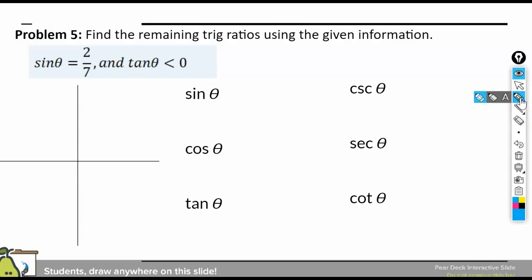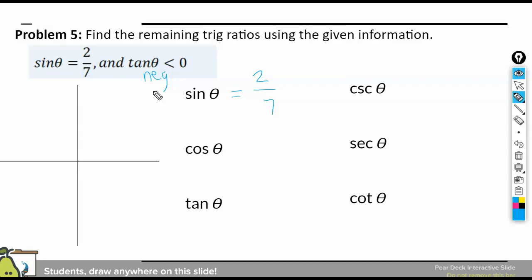Sometimes they don't give us all of the information that we need by giving us the point. You know, giving us the point tells us exactly which quadrant it's supposed to fall into. But here they're actually giving me some of the ratios. For example, they say that the sine is equal to 2 over 7. The other piece of information that they've given me is that the tangent is negative. Remember, if the tangent is less than 0, it's a negative number.